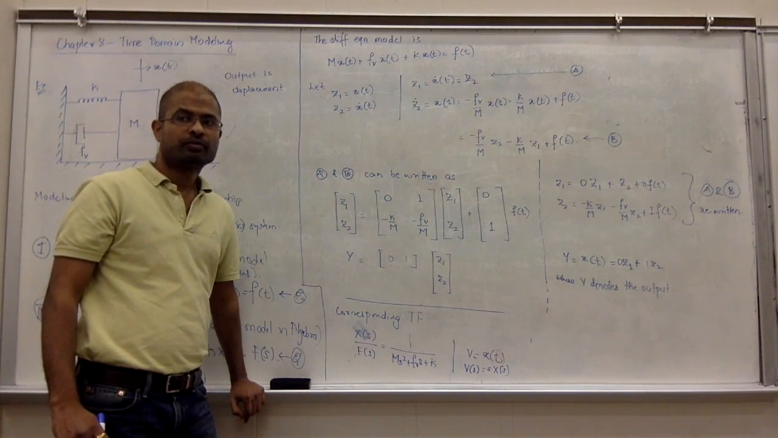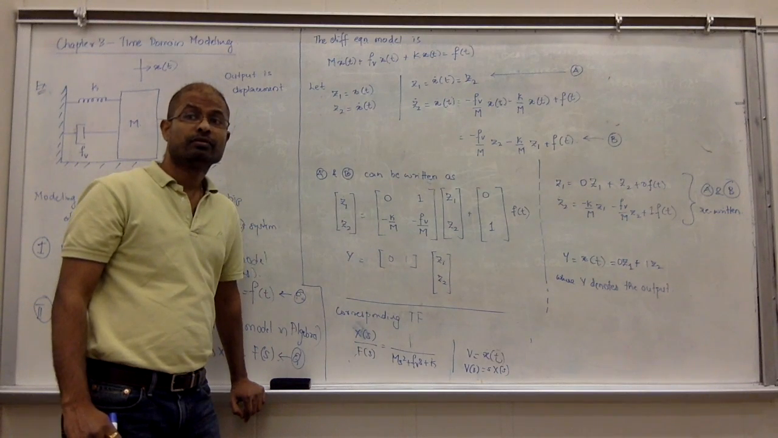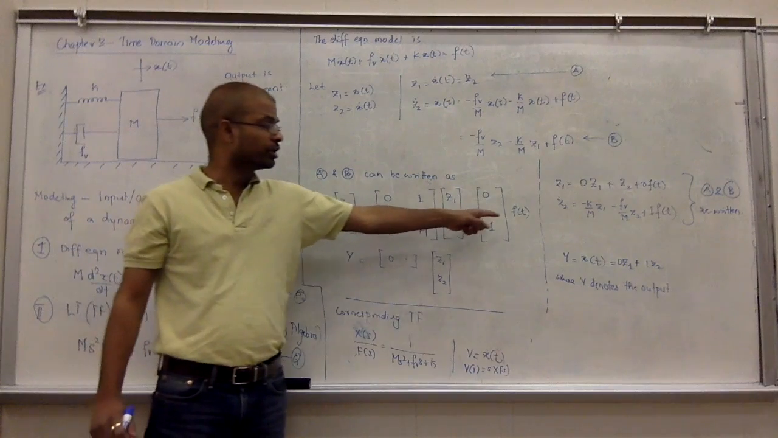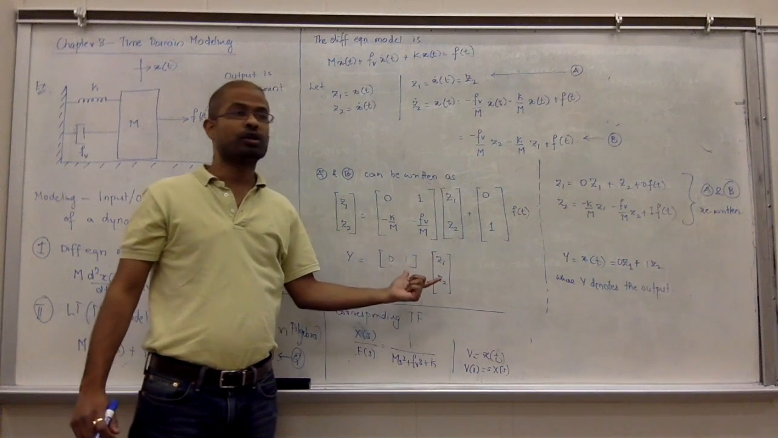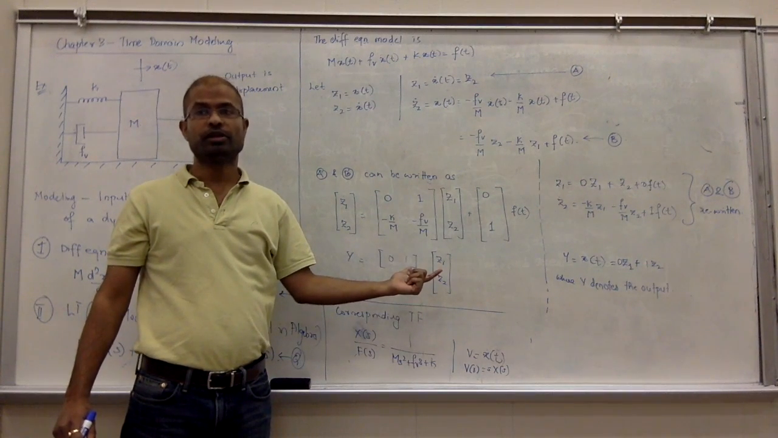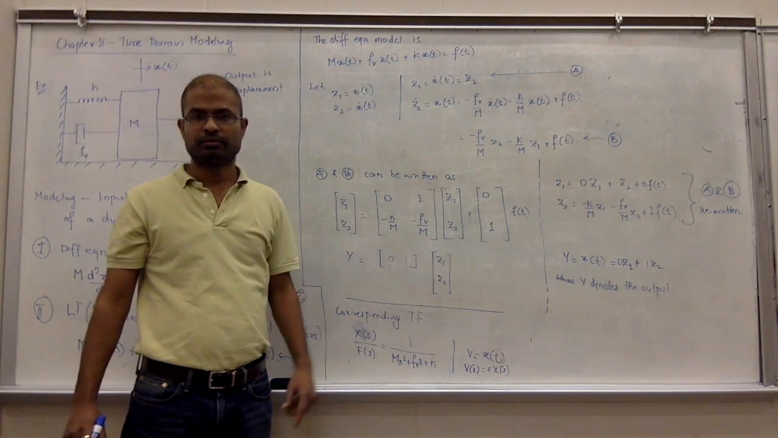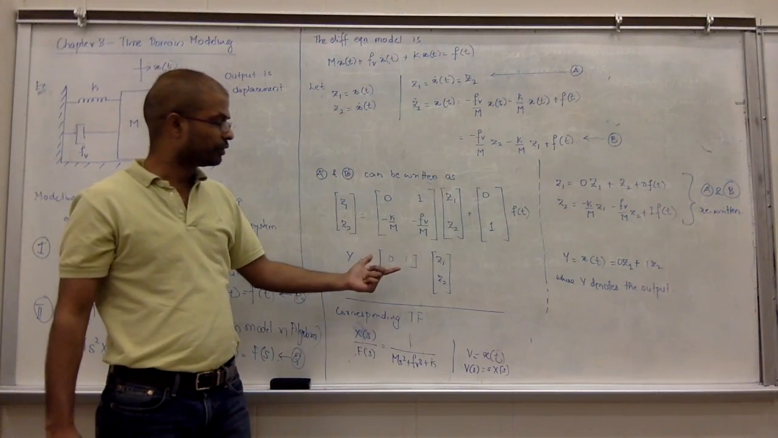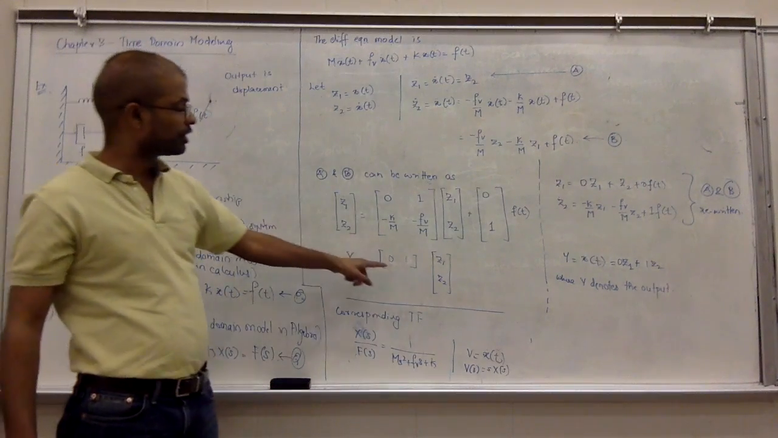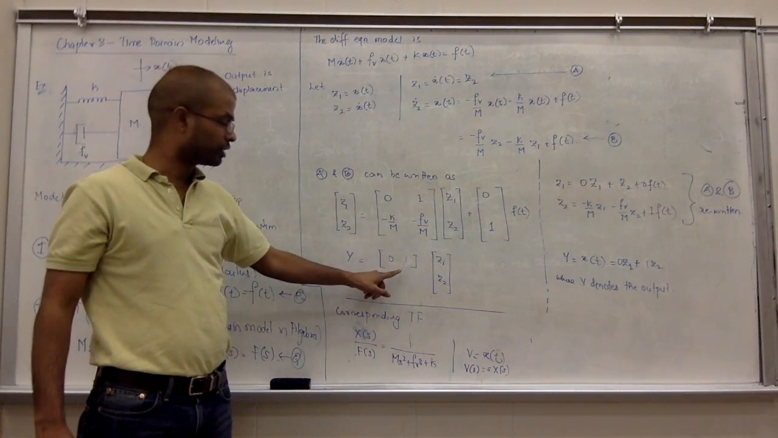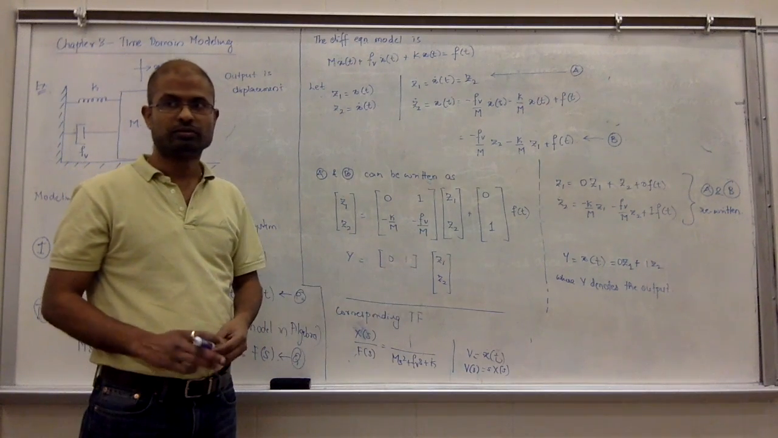Got it? Now that he knows the input, the input is the same. Input is captured here, and it is always here: 0 plus 1 times Z2. What is the output you're trying to measure? Output is a state of the system. If the output is specified as displacement, this matrix would be 1, 0. If the output is specified as velocity, this would be 0, 1. Okay?